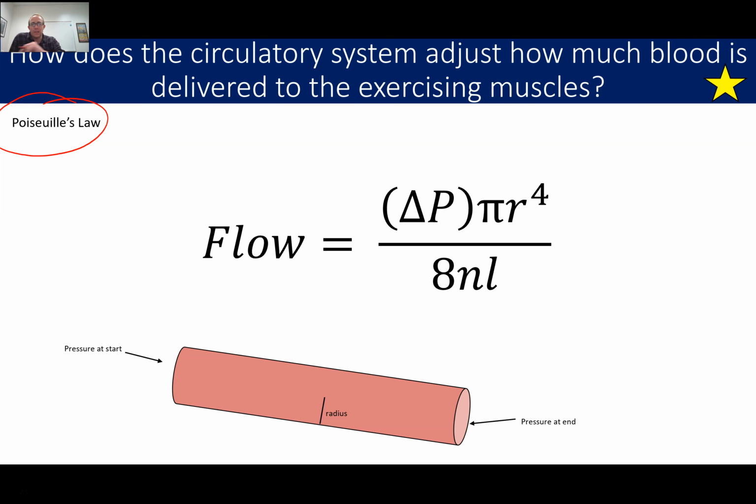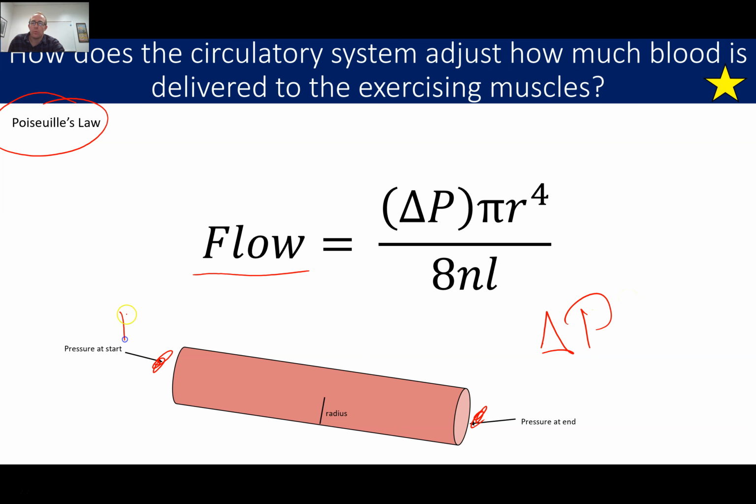All right, so Poiseuille's law. Flow. The flow through a tube. You might have learned this in physics. Flow through a tube is determined by the pressure from one side of the tube to the other. So the triangle is a delta symbol. That means change in pressure. Delta P, change in pressure.